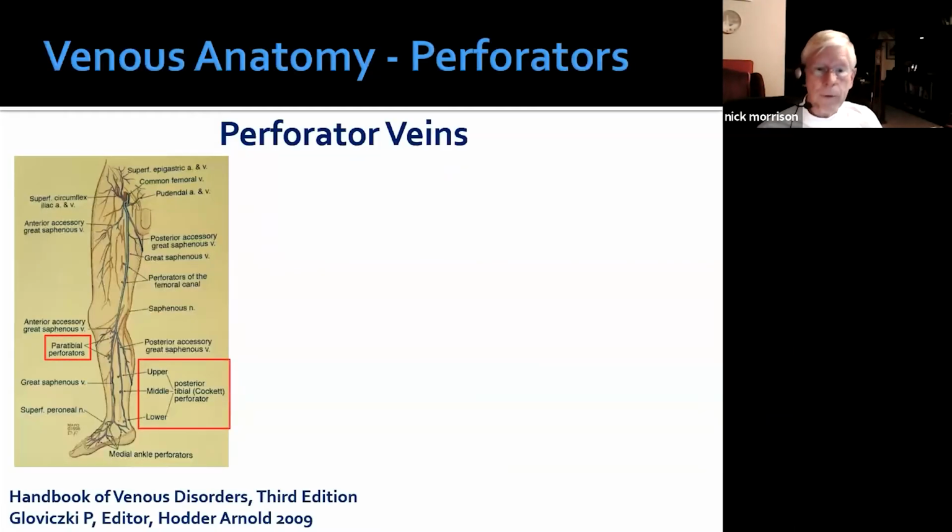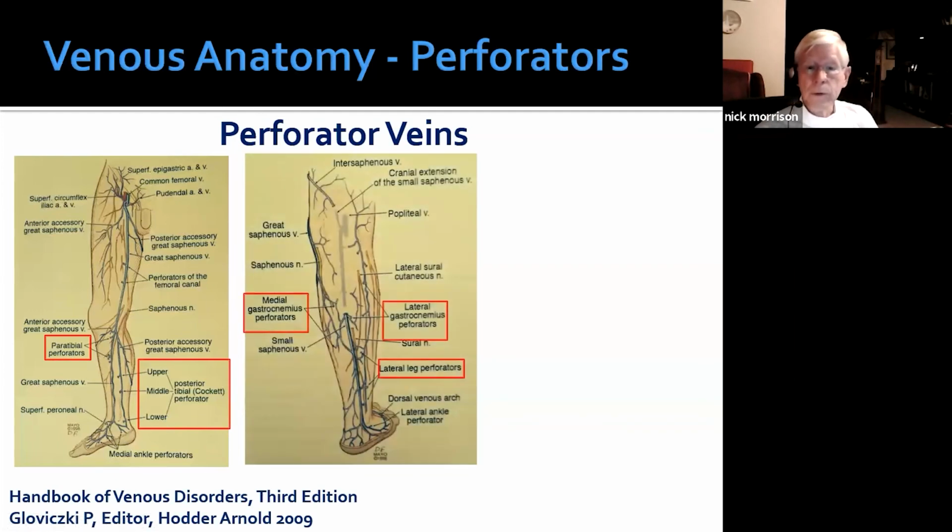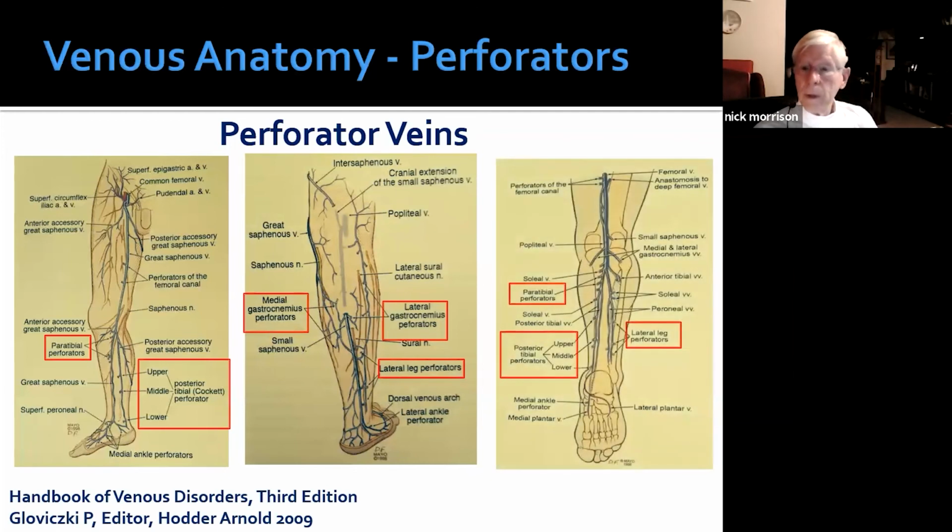A bit about perforators. Now, we used to have all sorts of names for these perforators, and thankfully that's going away. They're now anatomic names. The paratibial perforators used to be Dodds, and the Cockett perforators are now the upper, middle, and lower posterior tibial perforators. There's the medial gastroc and the lateral gastroc perforators and the lateral leg perforators, and the paratibial perforators and the lateral leg perforators.